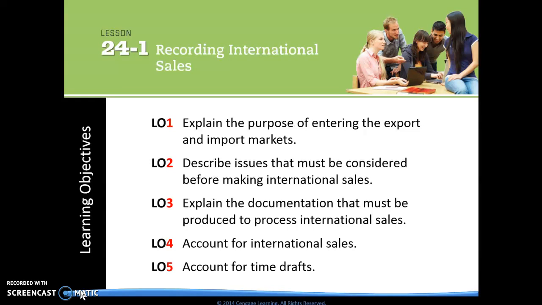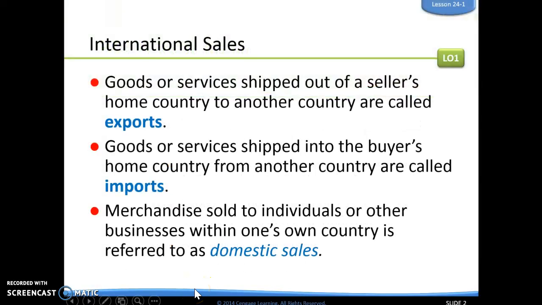We have 5 objectives. You need to be able to explain the purpose of entering the export and import markets. You need to be able to describe issues that must be considered before making international sales. You need to be able to explain the documentation that must be produced to process international sales. You must be able to account for international sales, and then you must be able to account for time drafts.